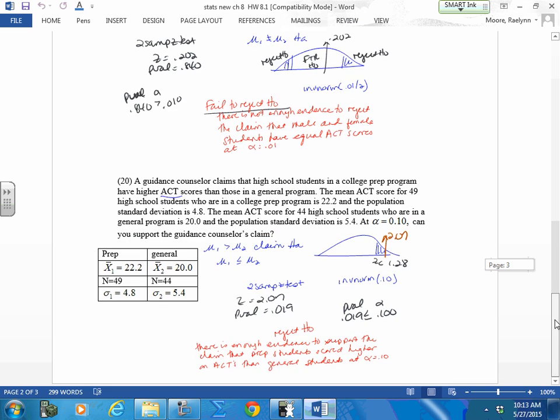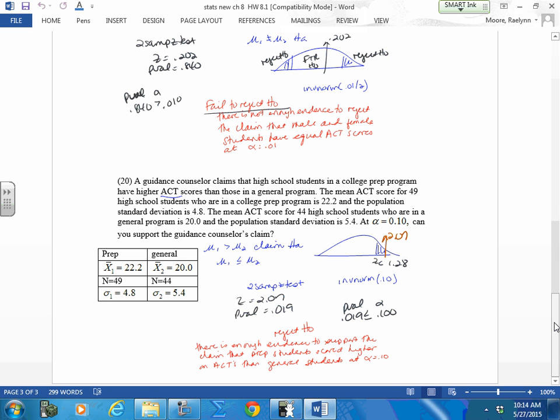And the last one, again, they're comparing the ACT scores from someone who took a college prep program and someone who took a general program. They're saying that the college prep program was more than the regular program, and there's enough evidence to support that at this point. And that would make sense, right? Your college prep program probably does a little bit more to help you get through your college tests. So that makes sense, right?